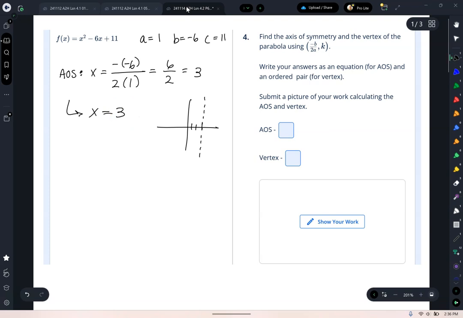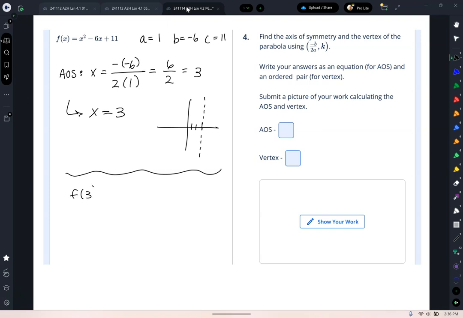So we could just take our equation here, which is f of 3 is equal to 3 squared minus 6 times 3 plus 11. If we plug in our 3 here and here, we'll find f of 3, which is the value of k when the input is 3. So then f of 3 is going to be equal to 9 minus 18 plus 11.